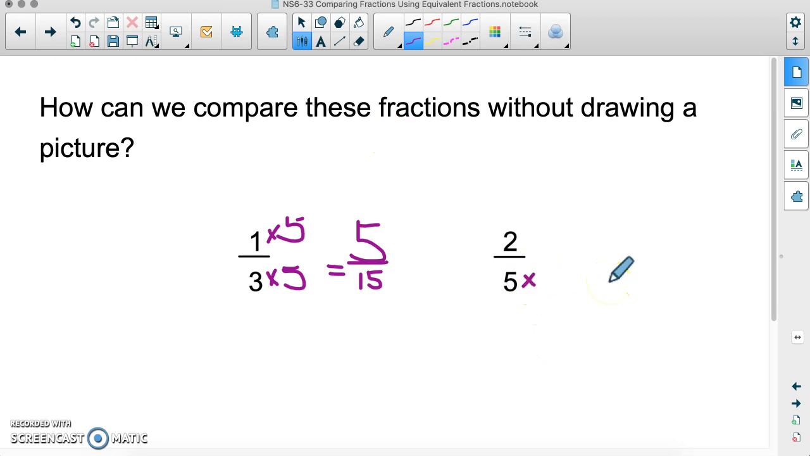Okay, so what I do to the bottom, I have to do to the top. So I'm going to get 5 times 3, which is 15. And I'm going to do 2 times 3, which is 6. Now, do I have the same denominator? Yes, both denominators are now 15. So now we can see that 5/15 is less than 6/15. So what we can say is 1/3 is then less than 2/5.